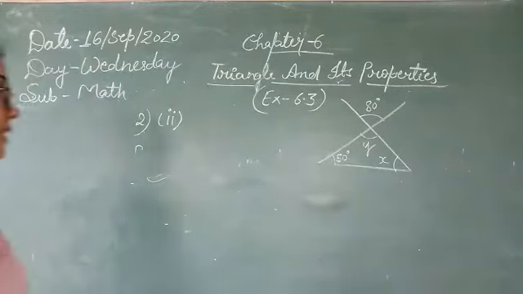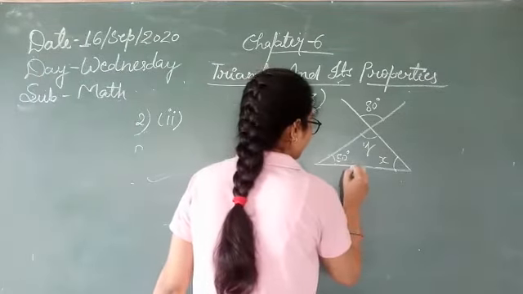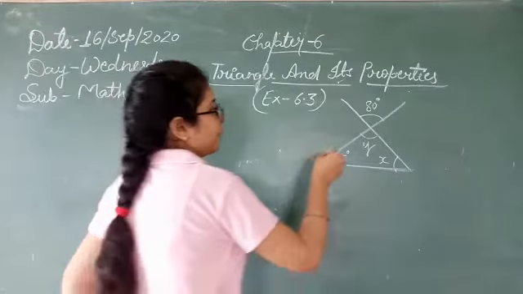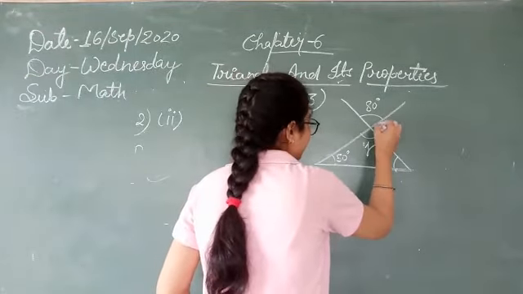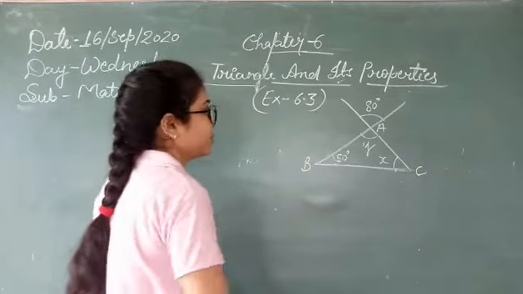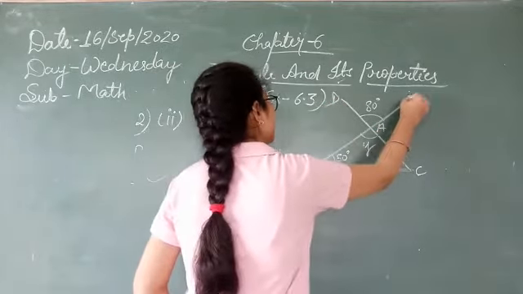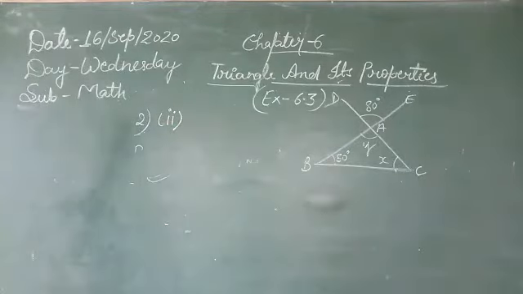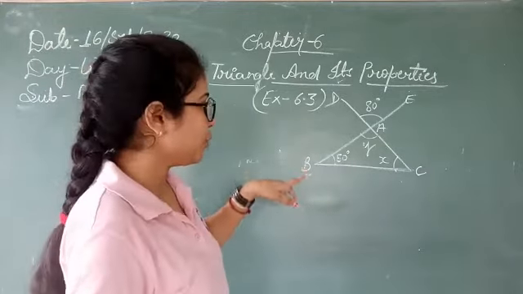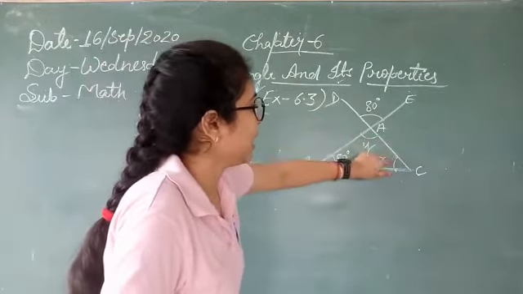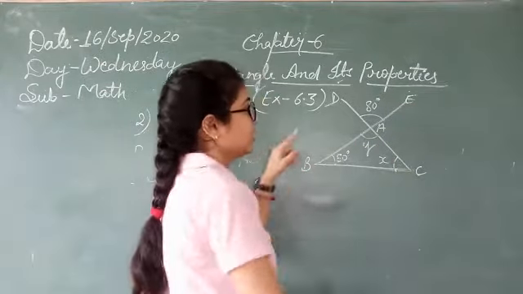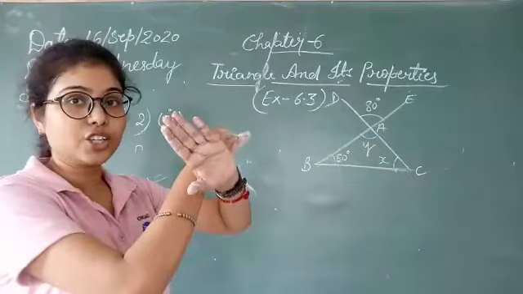So let's start the solution now. First of all I am writing the names of the vertices here. I am taking this as A, B and this is C. You can consider D and E also. Here we have to find the value of x and y. First of all you can see that the two lines, line DE and line DC, are intersecting each other.